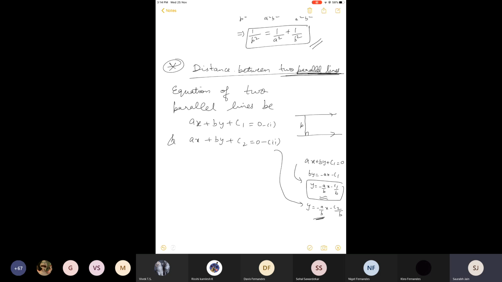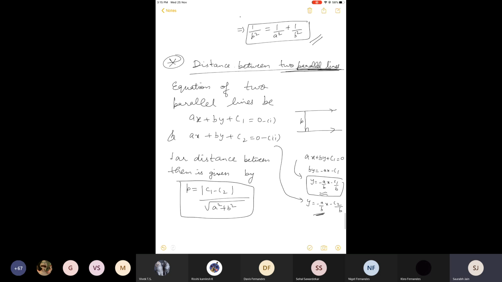So now that we have learned how to write parallel lines, here is the perpendicular distance between them formula. The perpendicular distance between them is given by P equals modulus of, in the denominator, the same expression as in the previous formula, under root a square plus b square, and in the numerator the modulus of the difference of the constant terms, that is c1 and c2. Simple formula, easy to apply.